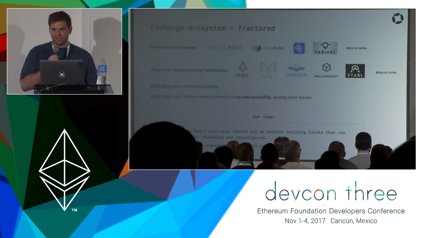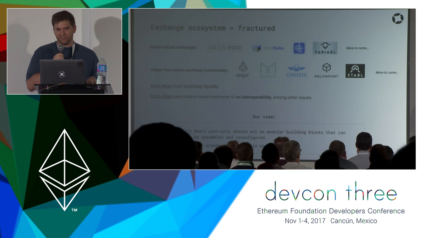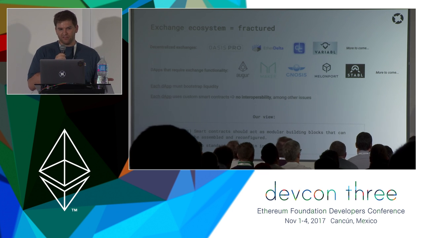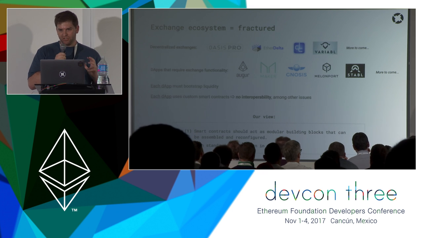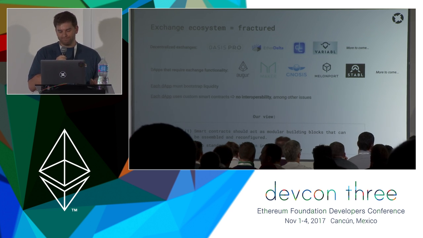Another issue with having a bunch of different implementations of exchange smart contracts is that there's no interoperability between any of them. So it fractures the ecosystem and it kind of results in less liquidity for everyone. So in our view, smart contracts should really behave like modular building blocks that can be assembled and reconfigured. And we also believe that open standards tend to win out in the long run.